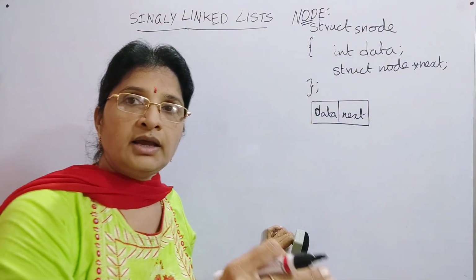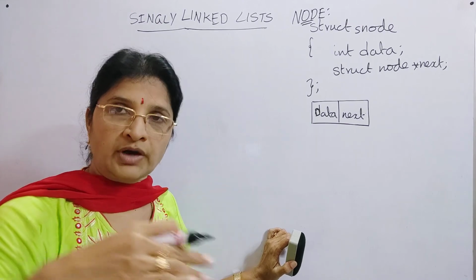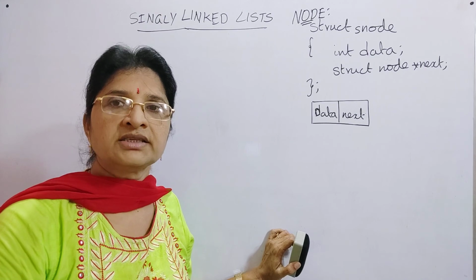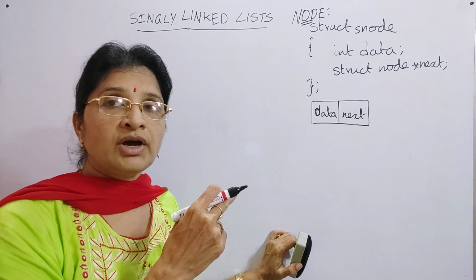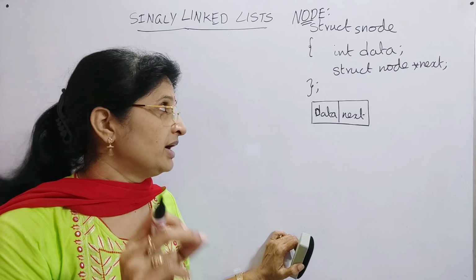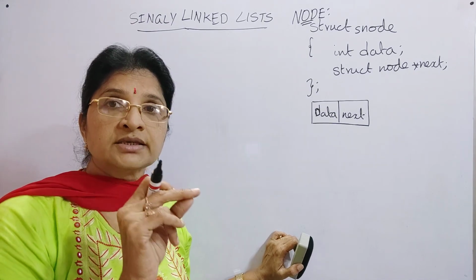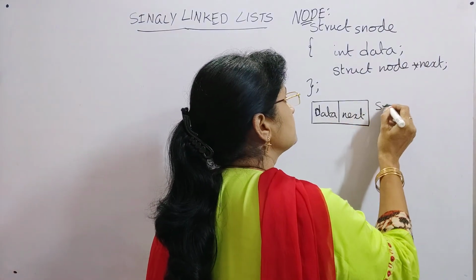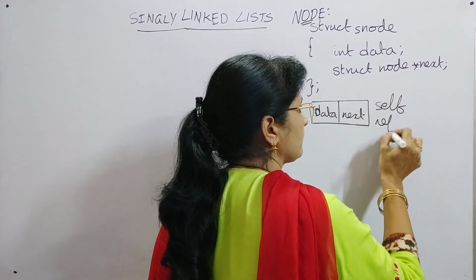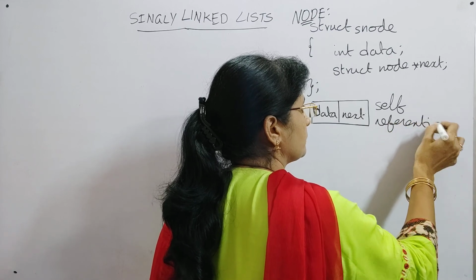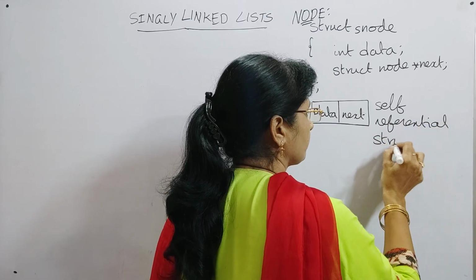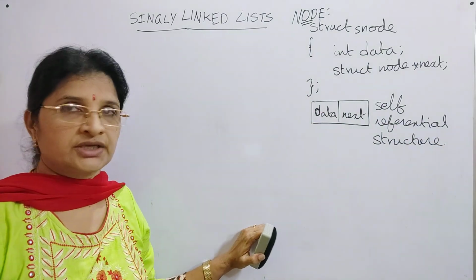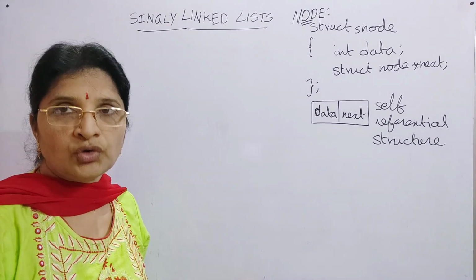Suppose if you declare a structure variable of another structure, then we call them nested structures. But here you are giving a structure variable that points to the same structure. That's why it is called a self-referential structure. So this is how you can give the node definition.